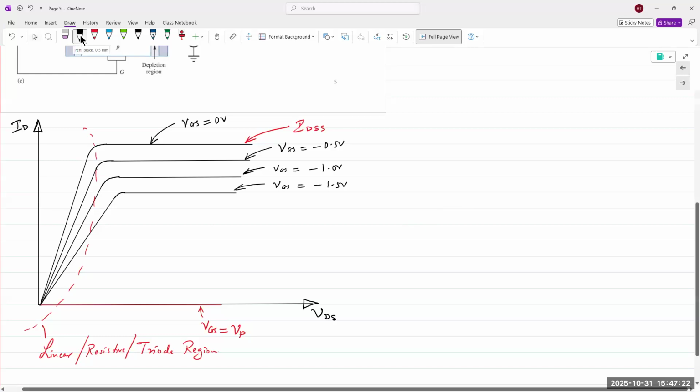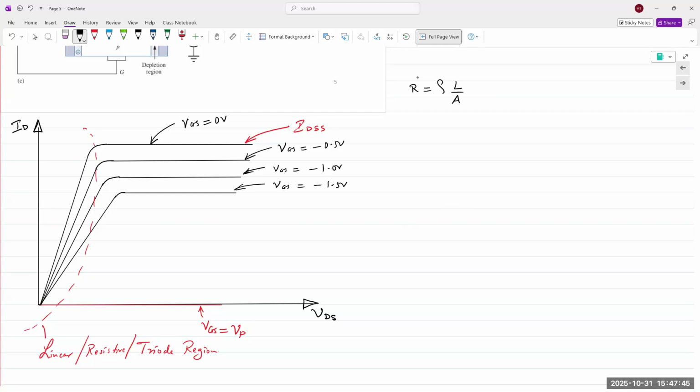What is the equation or formula for resistance? Anyone remember? Rho L over A, right? So remember I said this is the linear or resistive triode region, because it behaves like a linear resistor. So we can define the resistance of the channel within this triode region.